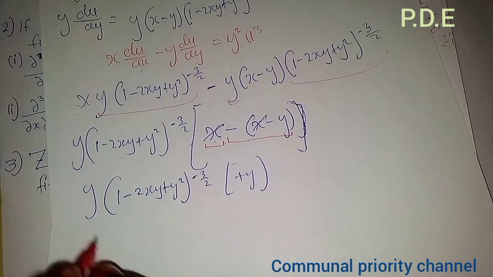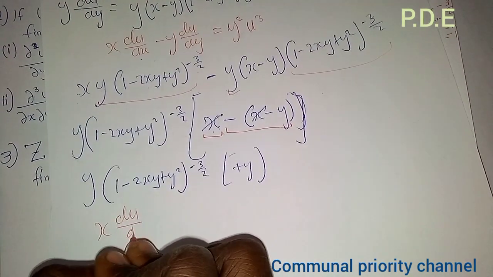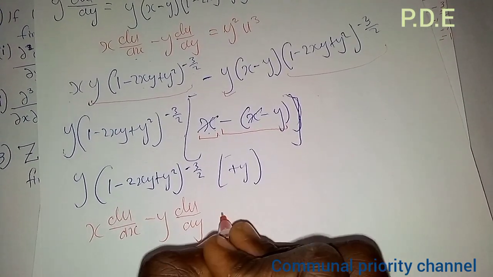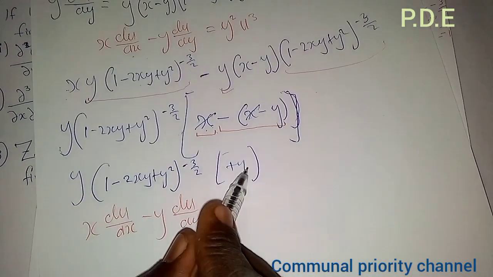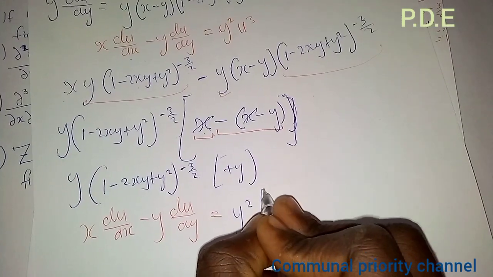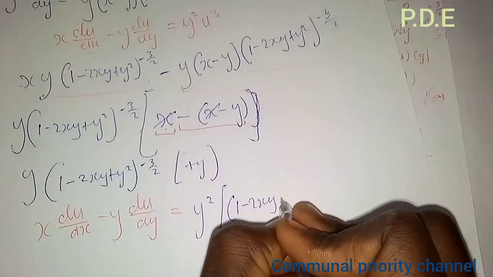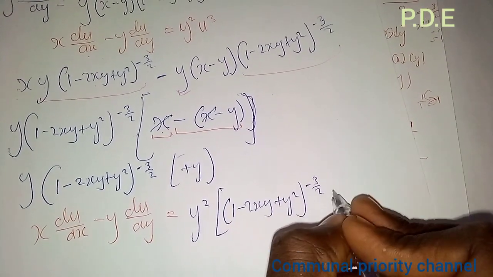So therefore now, our x du over dx minus y du over dy will be equal to, we say this is positive y and this is positive y. Then y times y will give us what? Y square. This will be y square into open bracket 1 minus 2xy plus y square to the power of minus 3 all over 2, right?